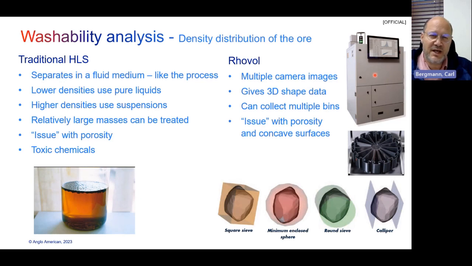What this does is it has either 7 or 21 cameras, and as the particles fall through, you take pictures of the silhouettes of those particles, recreate the volume of the particle, you measure the mass of the particle, and you get its density. This technique also has an issue with porosity and can also have an issue with concave surfaces that don't make a silhouette. Its advantage, of course, is that it is completely safe.